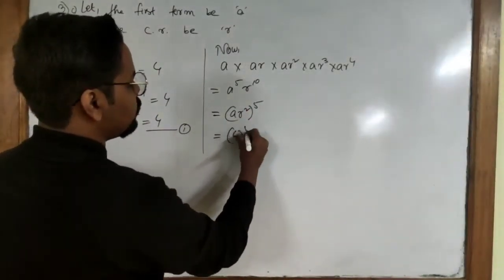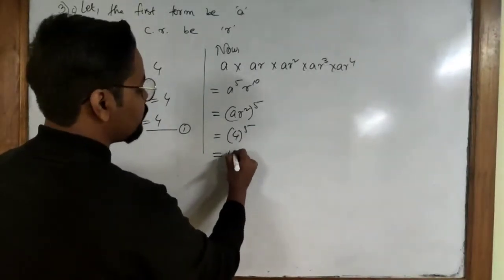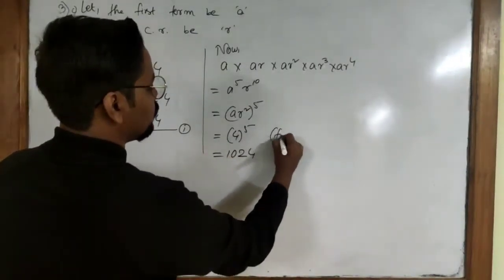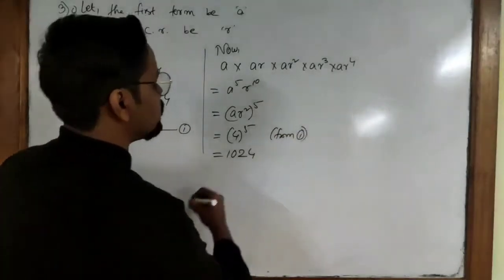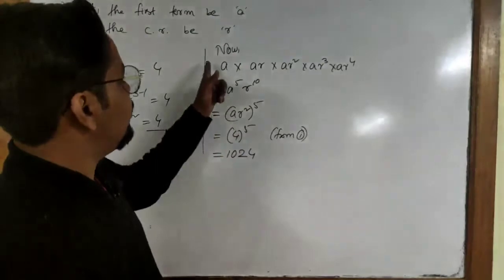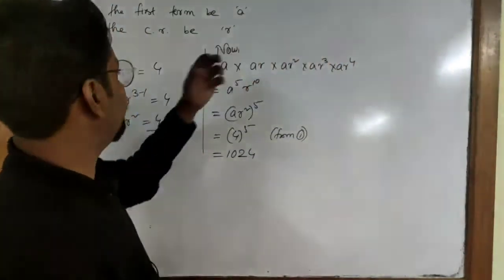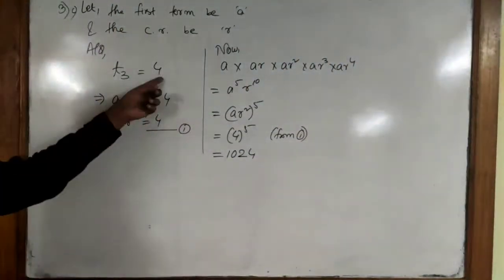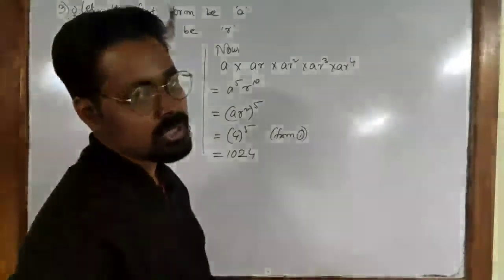So it is 4 to the power 5 and 4 to the power 5 is 1024. This one we have got from equation number 1. So that is the value of the product of the first 5 terms of this GP whose third term is given as 4. So, that is how you find out the product.